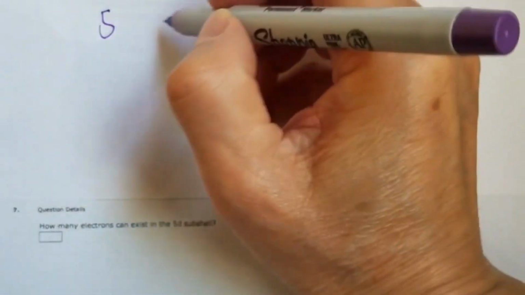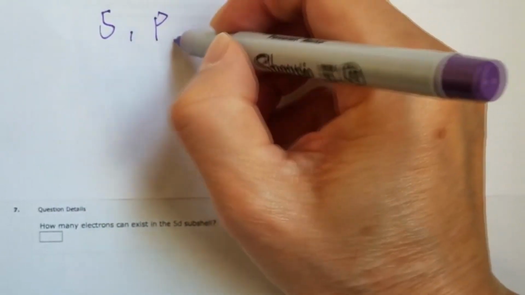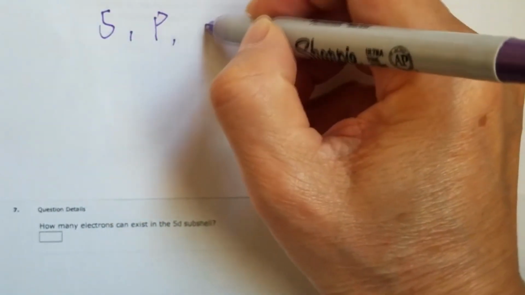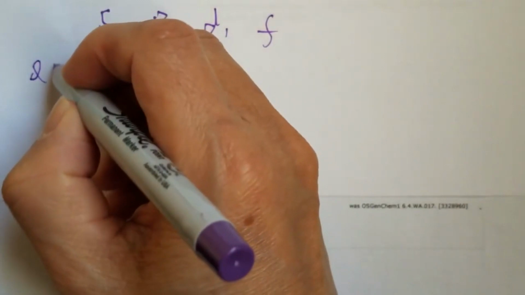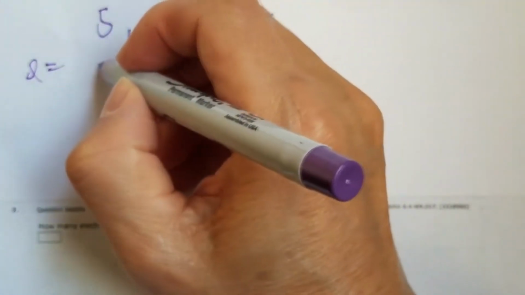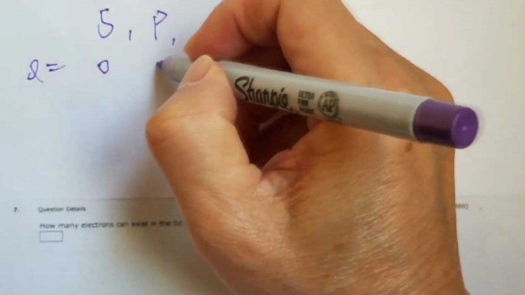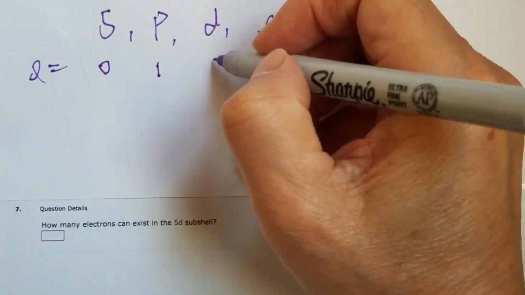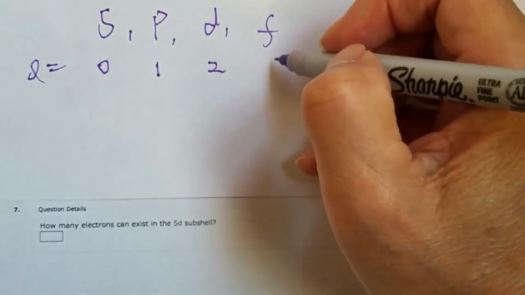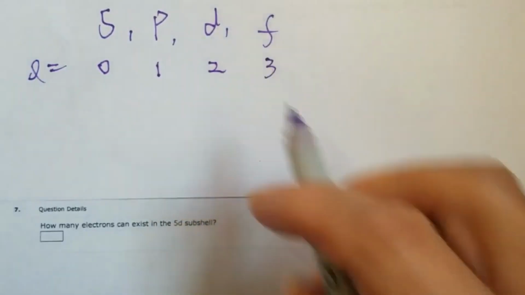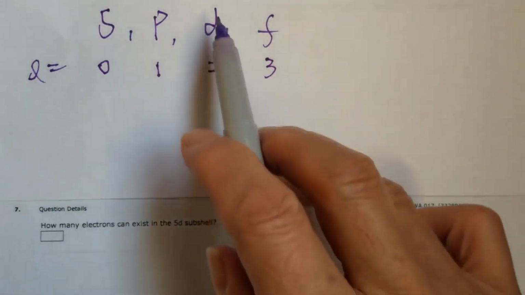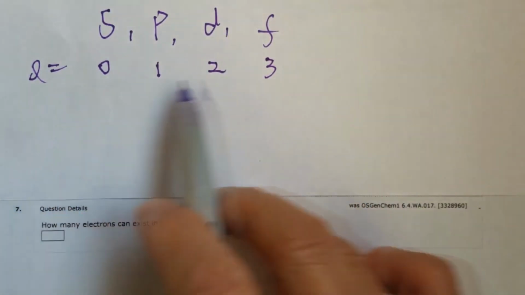So, subshells. So far we learned S, P, D, and F. Those correspond to L equals 0, that's the S subshell. L equals 1, that's P. L equals 2, that's D. So 5D means L equals 2.